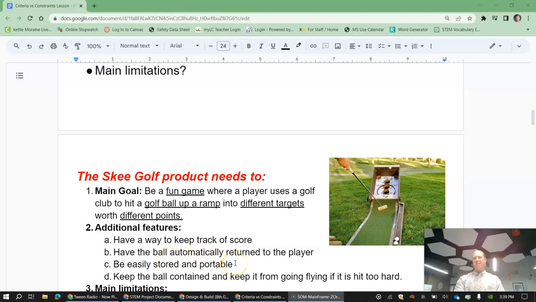The product should be easily stored and portable. Maybe it can fold or come apart. And here's another important additional feature: the ball should be contained somehow in the product. The ball just shouldn't go flying. If I hit it too hard, it shouldn't go crazy far or fly out of the product. That wouldn't be good. So these are our main needs here.